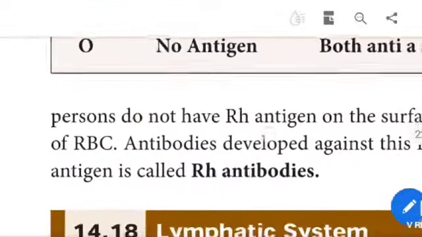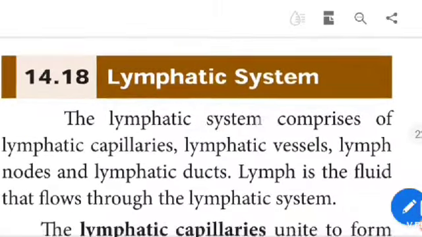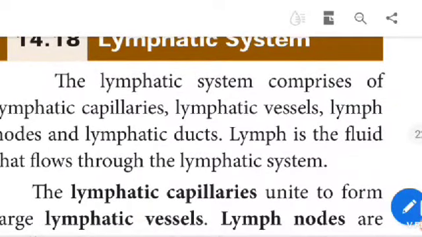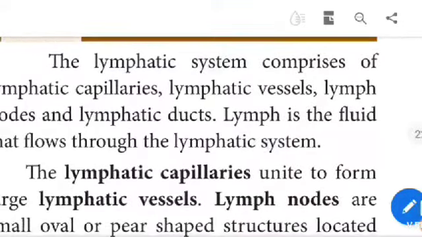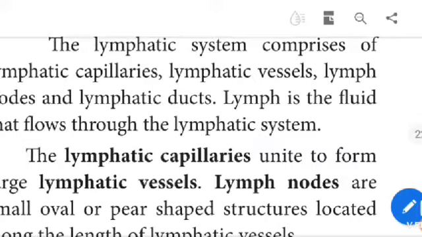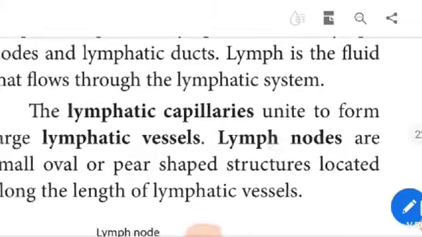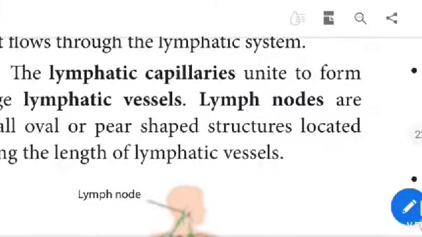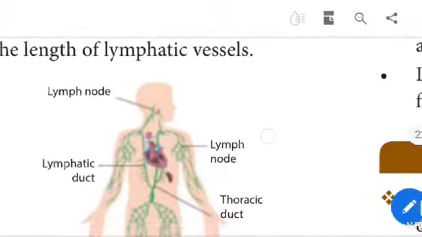Lymphatic system. The lymphatic system comprises lymphatic capillaries, lymphatic vessels, lymph nodes, and lymphatic ducts. Lymph is the fluid that flows through the lymphatic system. The lymphatic capillaries unite to form larger lymphatic vessels. Lymph nodes are small, oval or pear-shaped structures located along the length of lymphatic vessels.